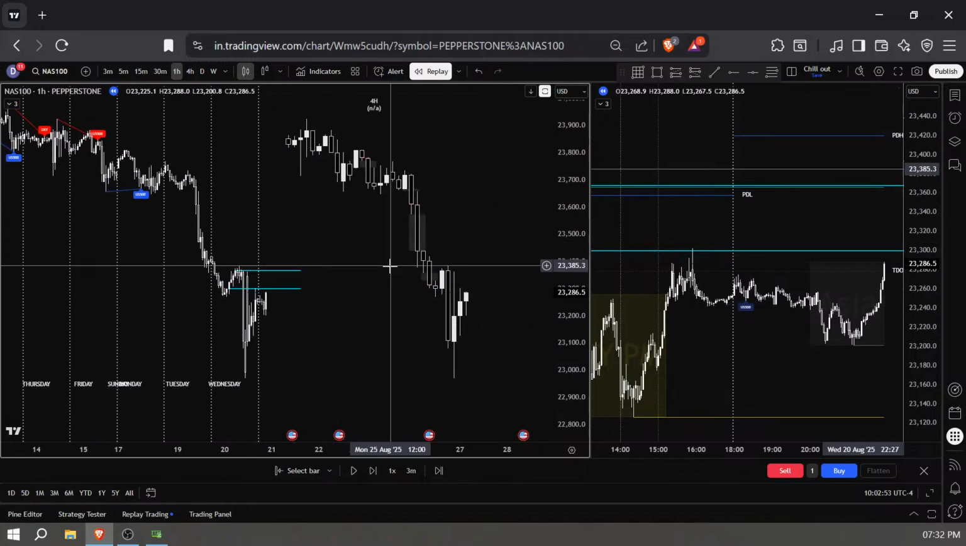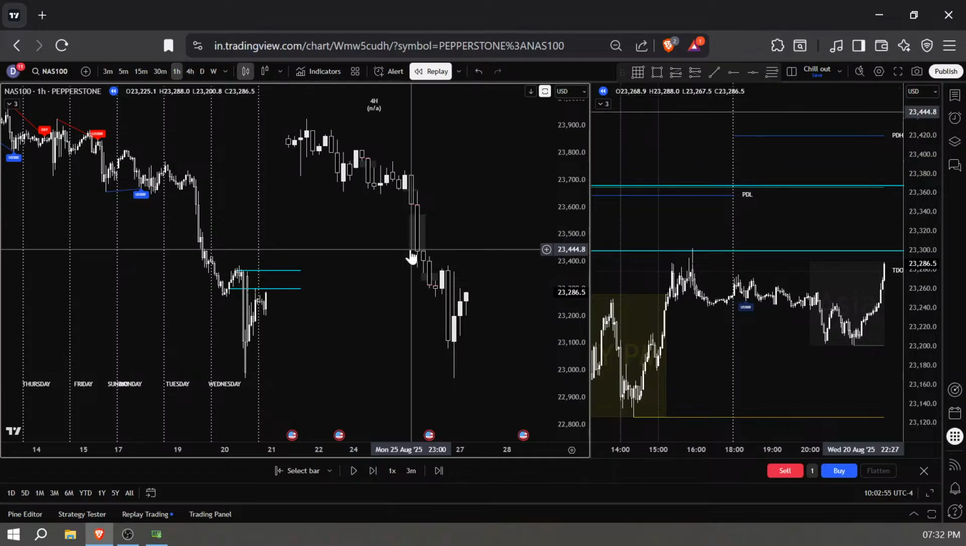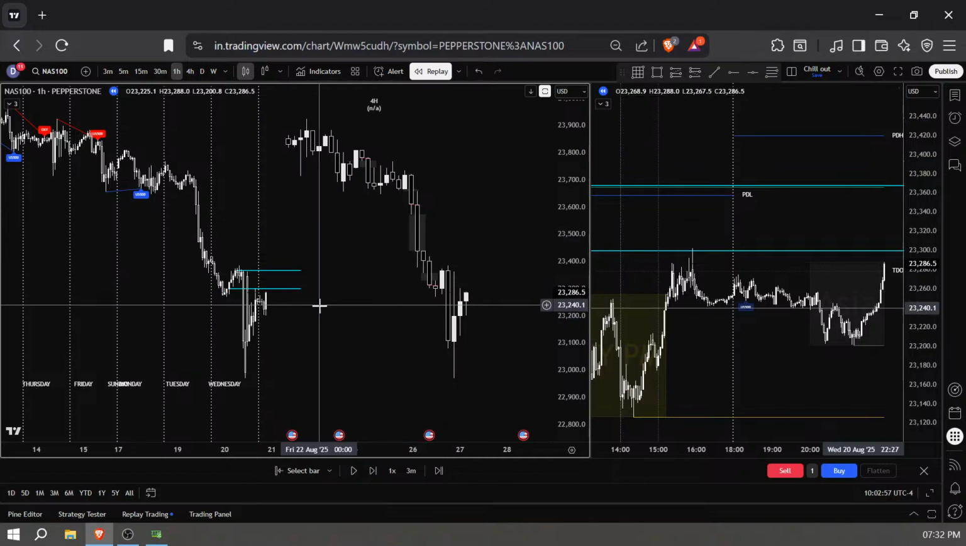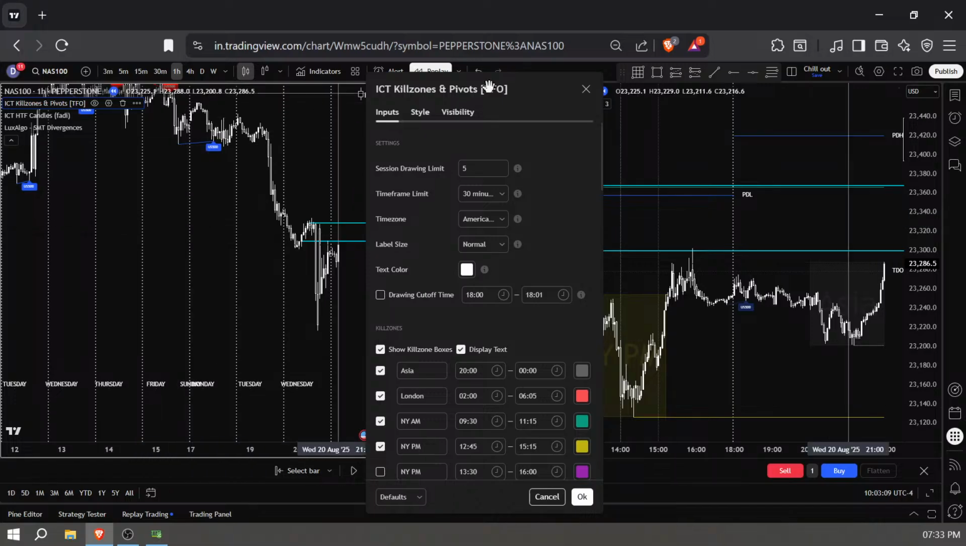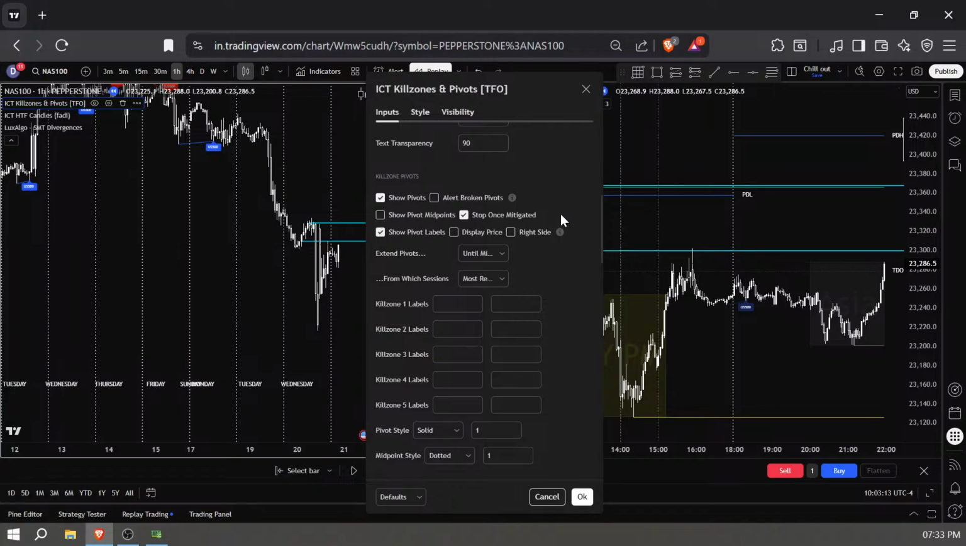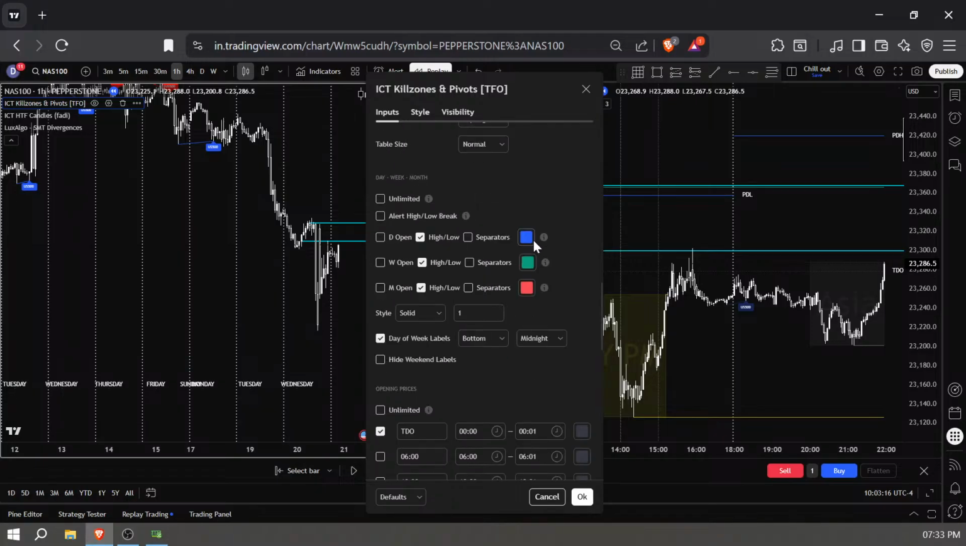There is a day separator indicator, the ICT kill zone and pivot indicator. This one, TFO over it, will automatically have the days of the week labeler. If you just check this box, you will get this one. The bottom midnight, just keep it as well.